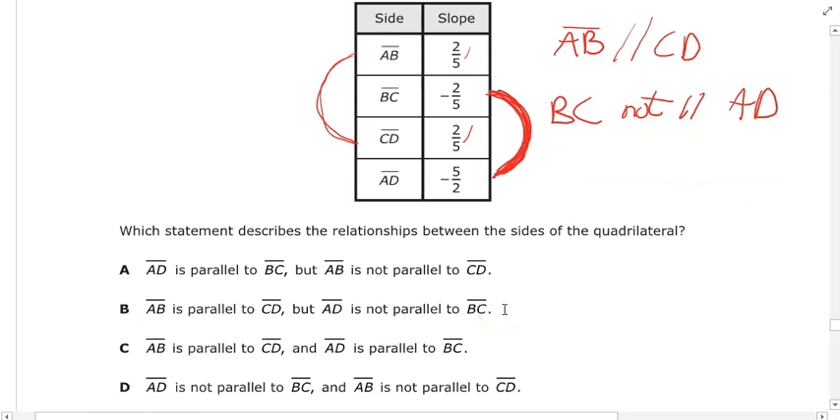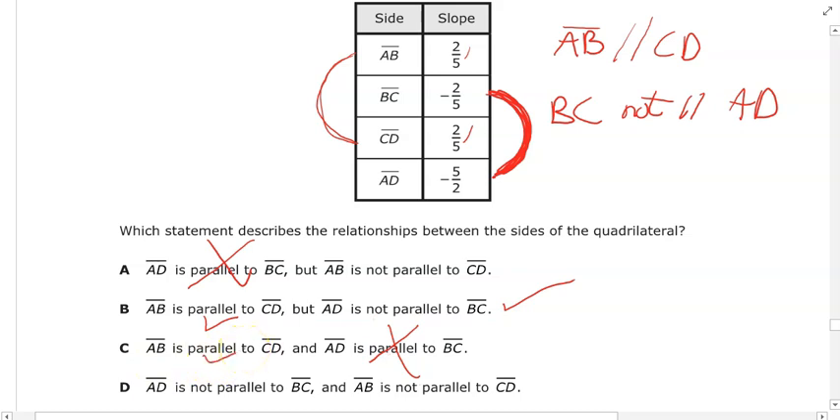Is AD parallel to BC? No, that's not true. Is AB parallel to CD? Yeah. And AD is not parallel to BC. That part looks like it's true. Just to keep on checking to make sure, AB and CD are parallel, and these two are parallel. No, that part's not true.